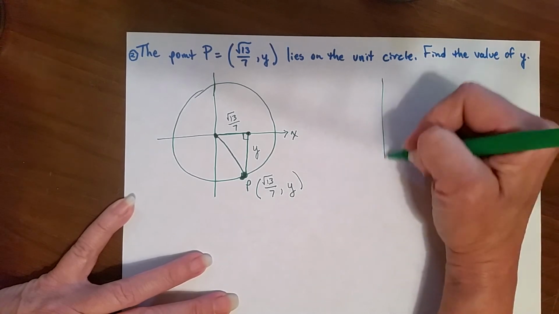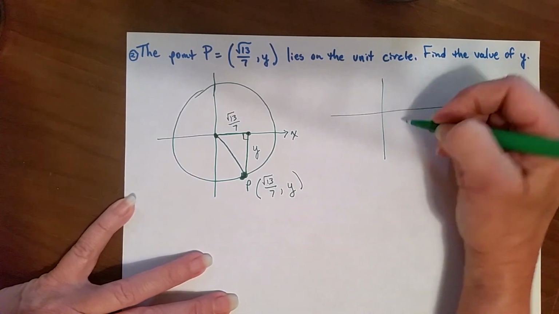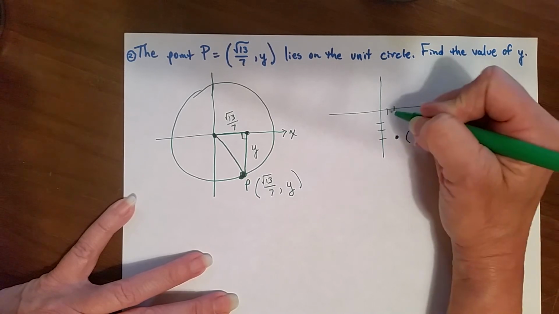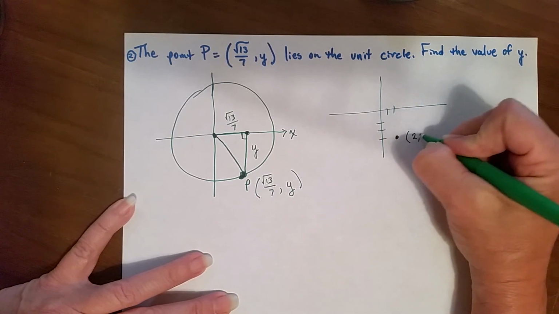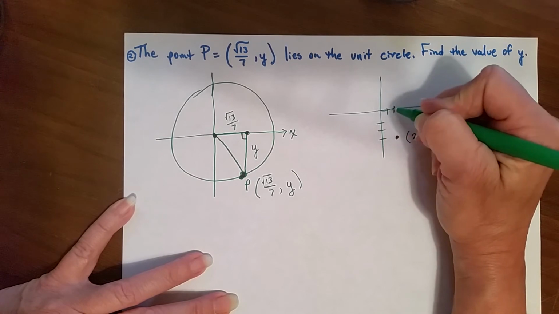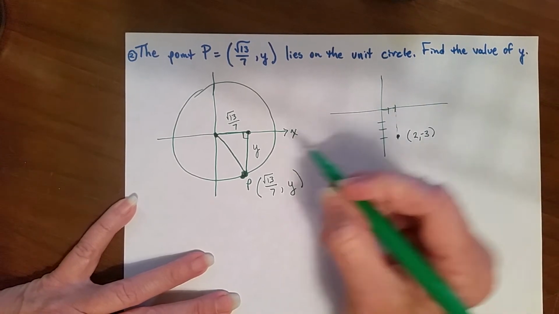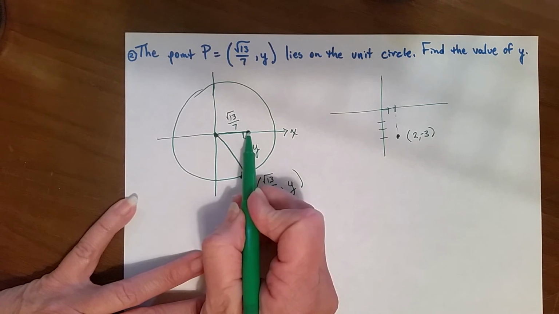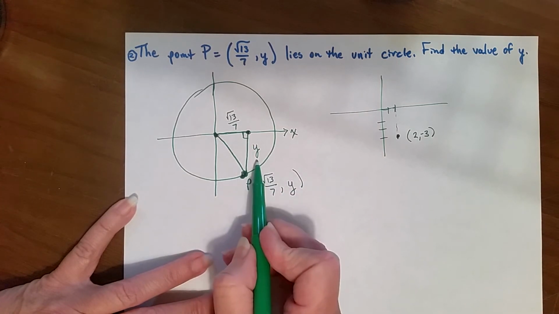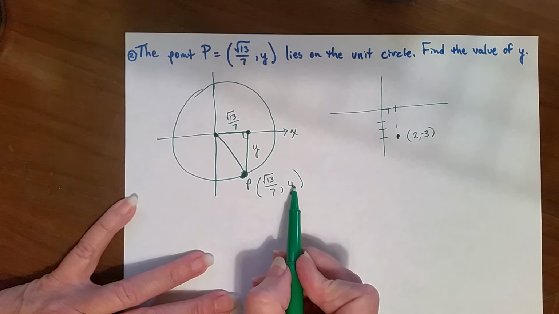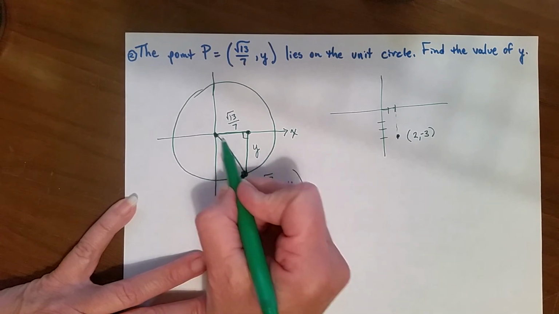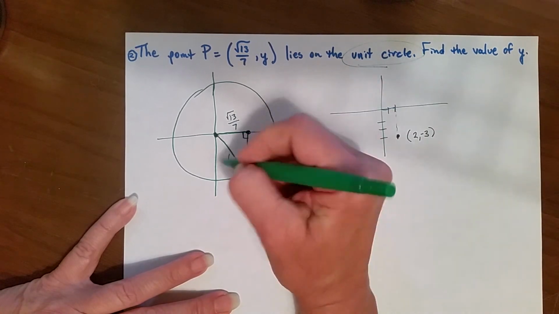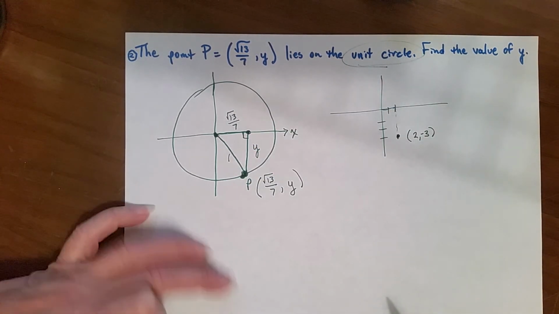Okay, guys, it's simply like this. If we were to name this point, we would name this 2, negative 3, because you go over 2, down 3. We're doing the same thing here. We're going over root 13 over 7, and then we're going down. We have to figure out y. Now we can, because we know the hypotenuse is 1, because we're on the unit circle.